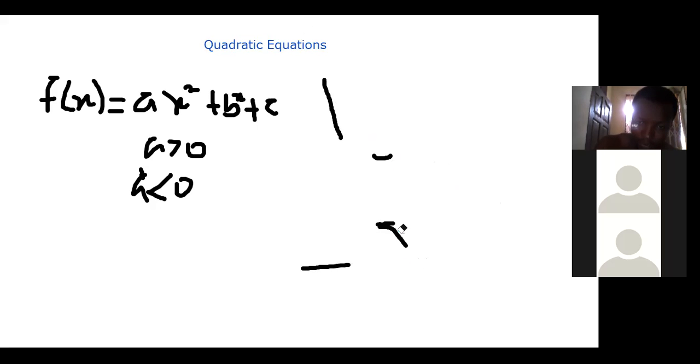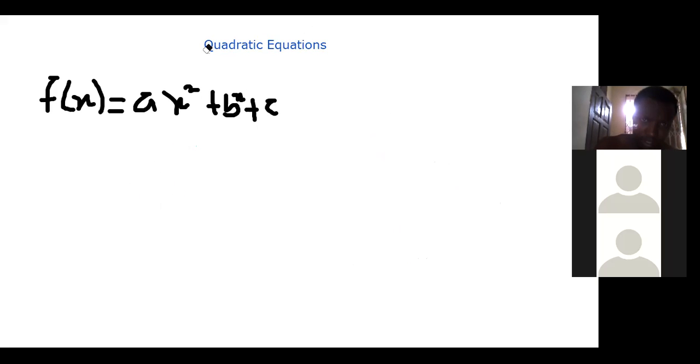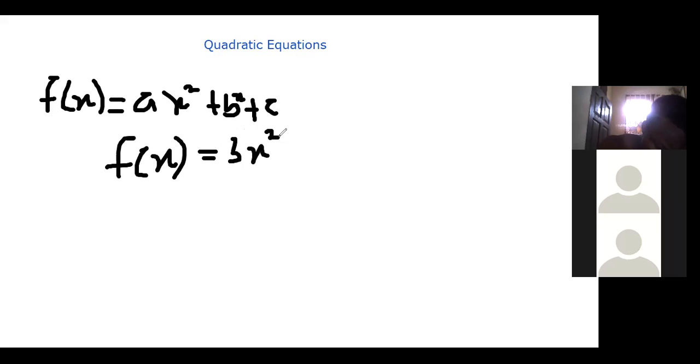Let's just see how best we can find a minimum and maximum value, in other words, the least and the highest value of a given function. I've already given you the theory about it. Now, the question reads: find the minimum value of f of x, where f of x is equal to 3x squared minus x minus 6.